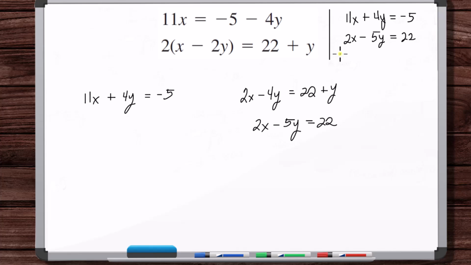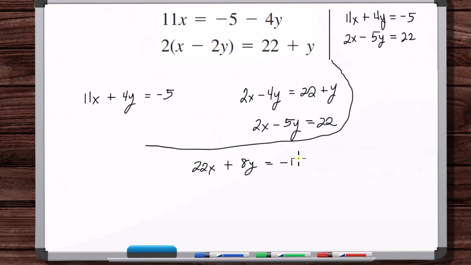All right, so let's use the addition method. So, okay, we can match up, let's multiply the first equation by 2. So we've got 22x plus 8y is equal to minus 10. And the second equation by 11. 22x minus 55y is equal to, so 22 times 11 is 242.